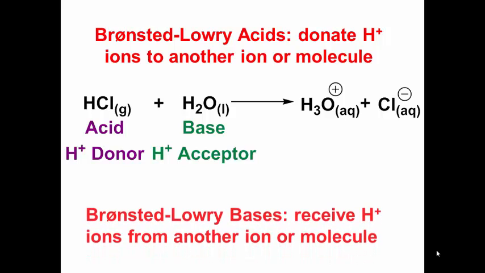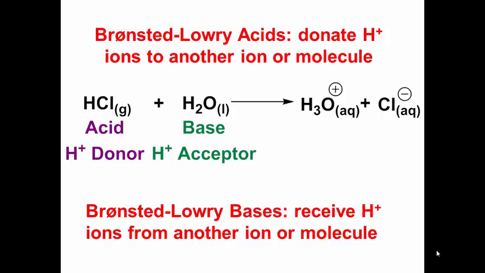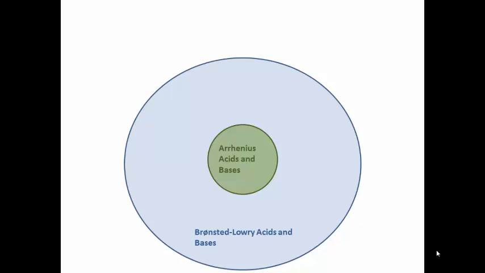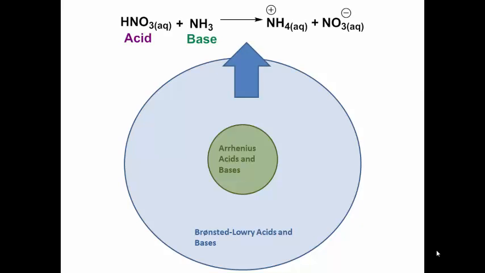And also in the Bronsted-Lowry definition, a base is a species that receives H+. So in this case, water is the base because it receives H+ from HCl. So you can see that HCl is the H+ donor, and water is the H+ acceptor, so that's our acid and base. And you can see that in the Bronsted-Lowry definition, in every exchange there is an acid and a base, no matter what. So this is a broader definition. So all Arrhenius acids and bases are also Bronsted-Lowry acids and bases, but not all Bronsted-Lowry acids and bases are Arrhenius acids and bases. So here's an example of that.